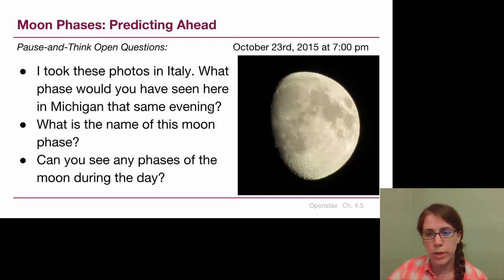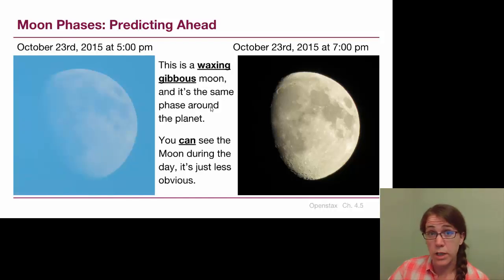And then in terms of whether we can see the moon during the day, sure, it's harder. So this is the same day. I still wasn't looking at any of the cool things in Italy.